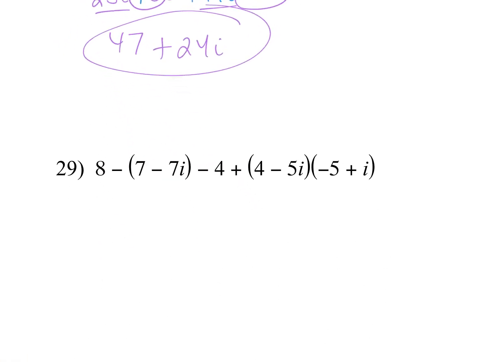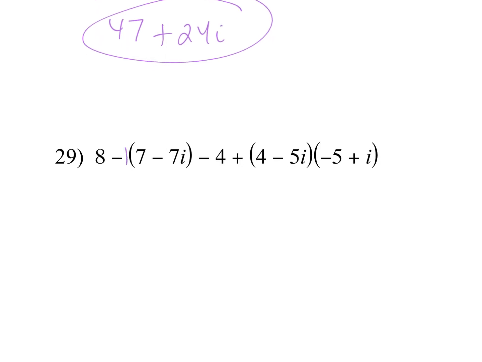All right, 29. Look at 29, guys. We have a negative 1 here that we have to distribute, and then we have to FOIL here. Get all of your multiplication out of the way. So I'm going to say 8. Negative 1 times 7 is minus 7. Negative 1 times negative 7i is plus 7i. Then I have minus 4.